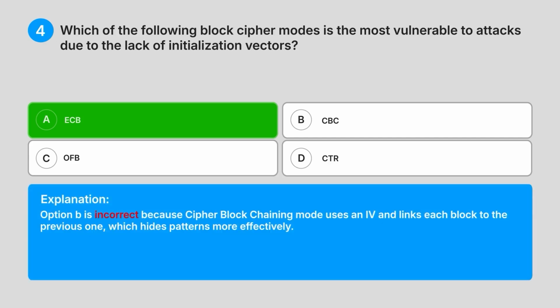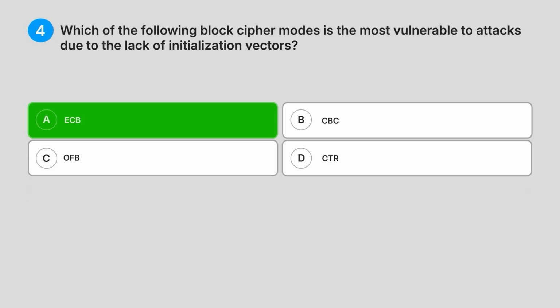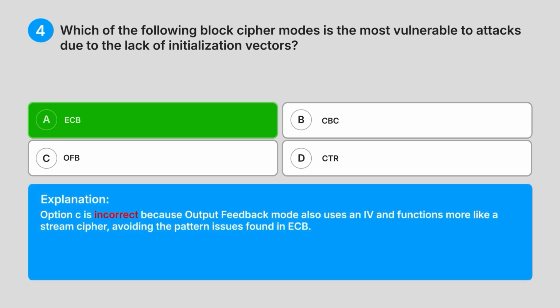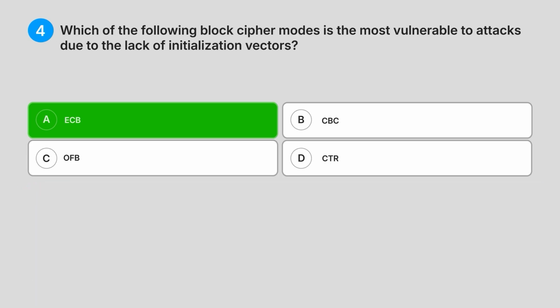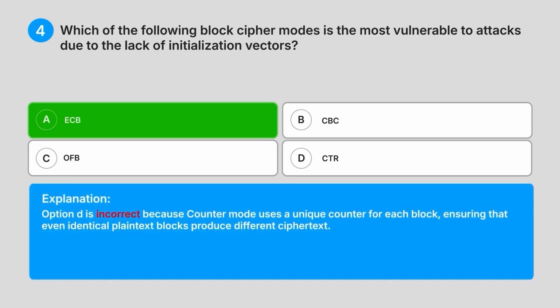Option B is incorrect because cipher block chaining mode uses an IV and links each block to the previous one, which hides patterns more effectively. Option C is incorrect because output feedback mode also uses an IV and functions more like a stream cipher, avoiding the pattern issues found in ECB. Option D is incorrect because counter mode uses a unique counter for each block, ensuring that even identical plaintext blocks produce different ciphertext.